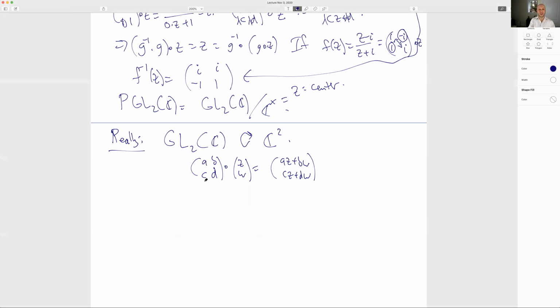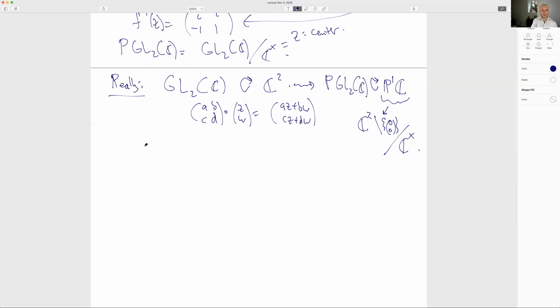Except what we want is a projective action. So this descends to an action of PGL2C on the projective complex line. So what do I mean by this? By this I mean pairs: you take C2, you can't have the (0, 0) vector, so you take away (0, 0). And two things are the same if they differ by a complex number.